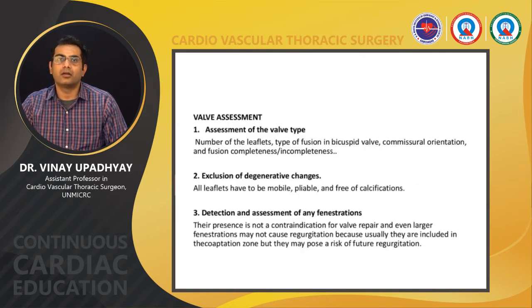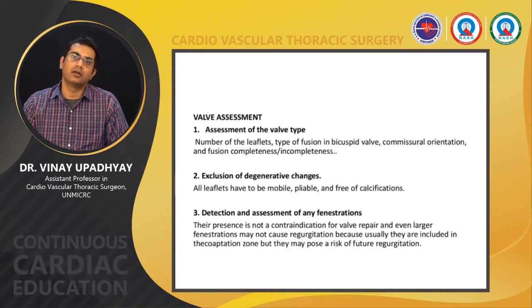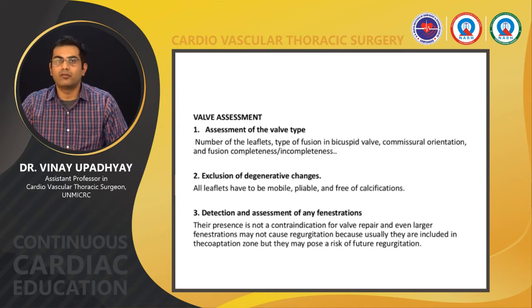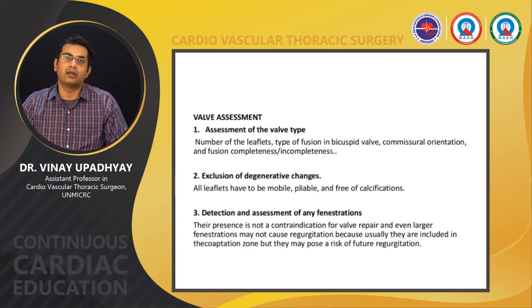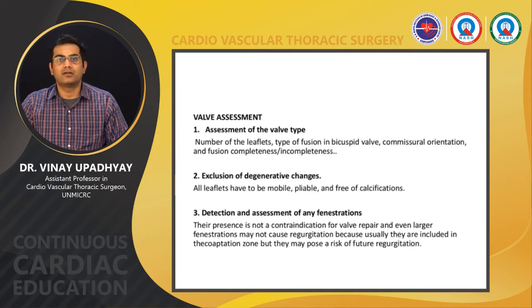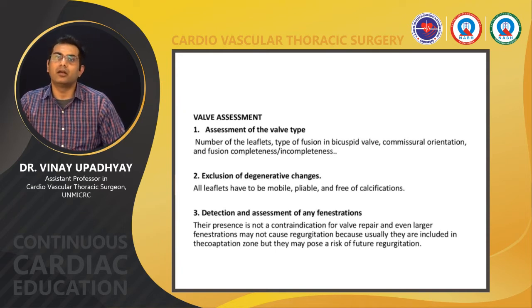During repair, the first step is the assessment of the valve, which we should keep in our mind. First is assessment of valve type, number of leaflets, like bicuspid, tricuspid or unicuspid valve. If bicuspid, then the type of the bicuspid valve, commissural orientation, or fusion, completely fused or incompletely fused. Second, any degenerative changes. It is ensured that all the leaflets are mobile, pliable, and free of calcification. It is the prerequisite for a long, durable, and sustainable repair.